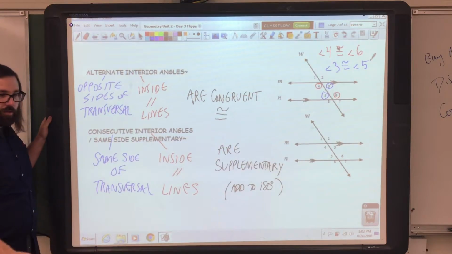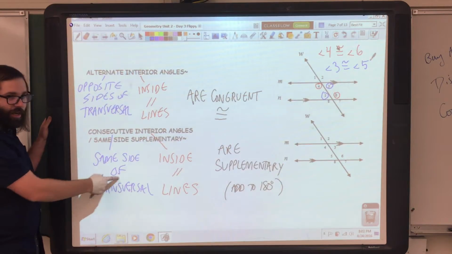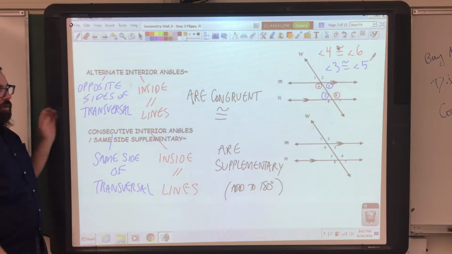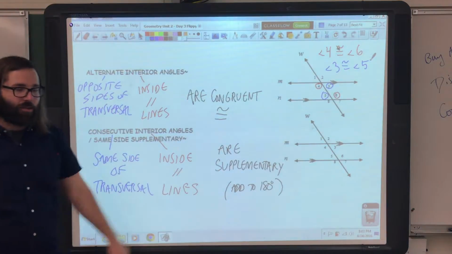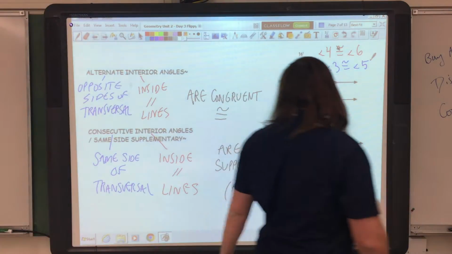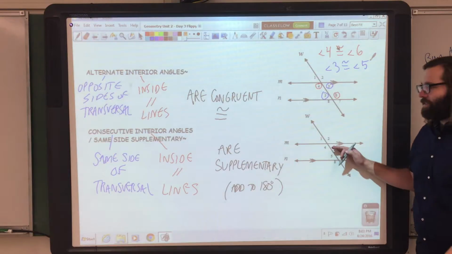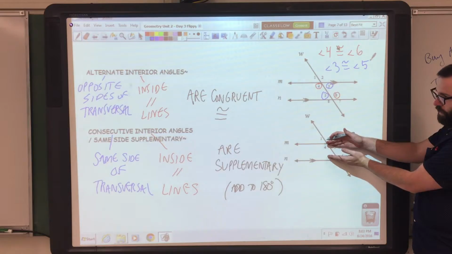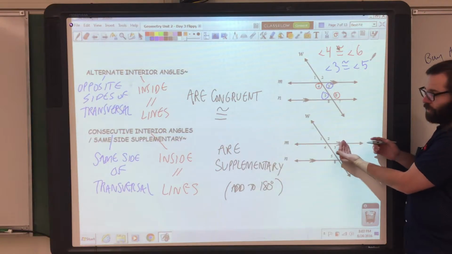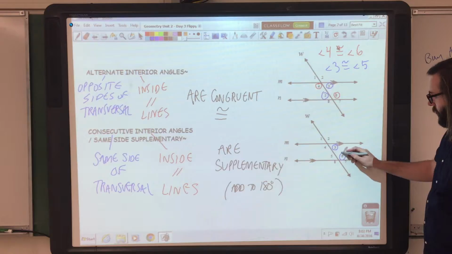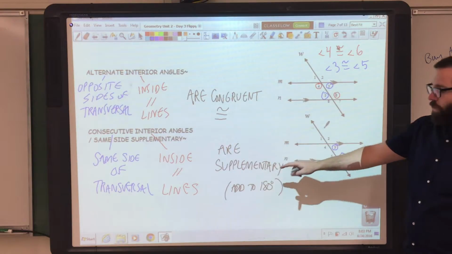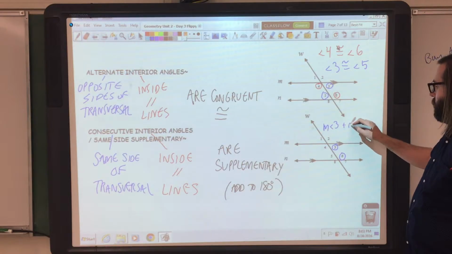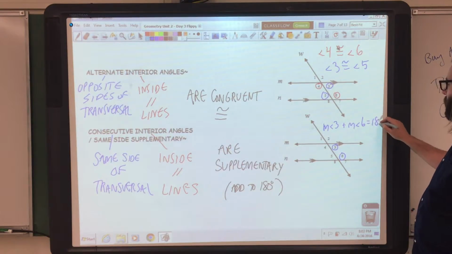Consecutive interior. Okay, consecutive is the same side of your transversal. Interior, inside the parallel lines. We know they're going to add up to 180. They are supplementary. So let's figure out which ones are consecutive interior. So we are inside of our parallel lines and on the same side of our transversal. So 3 and 6. And we know they are supplementary. So the measure of angle 3 plus the measure of angle 6 equals 180.